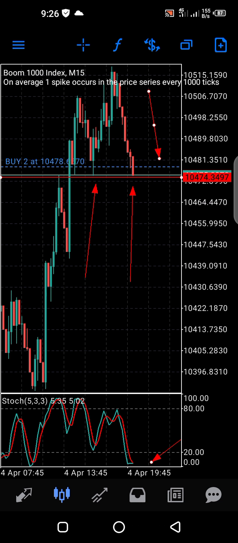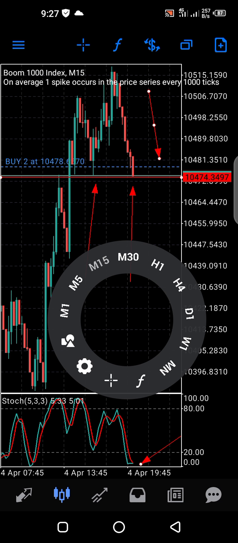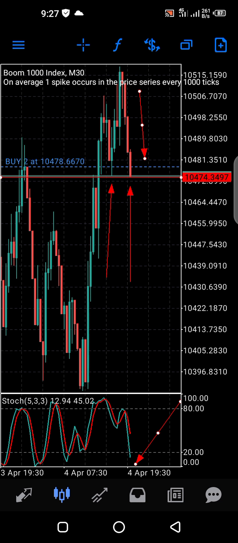Now when this line crosses below where I place this support and the spike didn't happen, then we keep looking at what is happening at this point here. But with this, I can tell you clearly that a spike will occur. Now let's see what is happening on M30, if M30 obeys what's happening also on the M15 and M5.